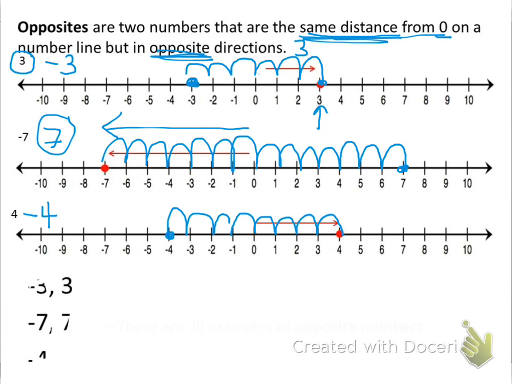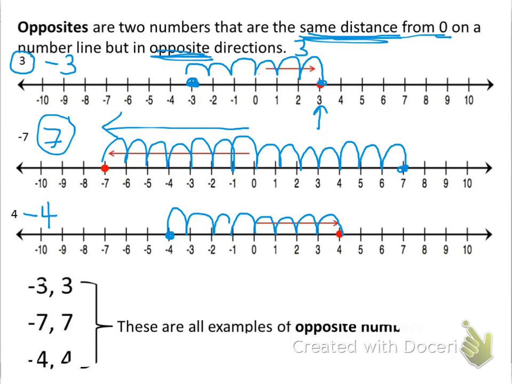What do you notice about numbers and their opposites? Hopefully you notice that they are the same number. They're always the same number, but with opposite signs. So the opposite of negative 3 is positive 3.